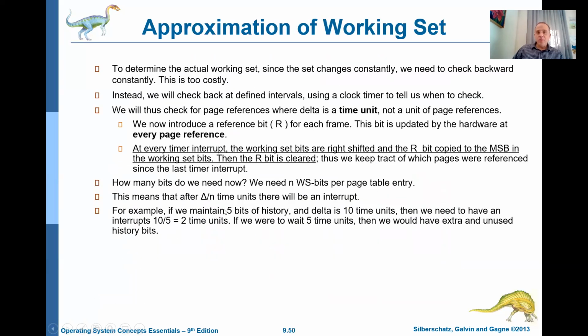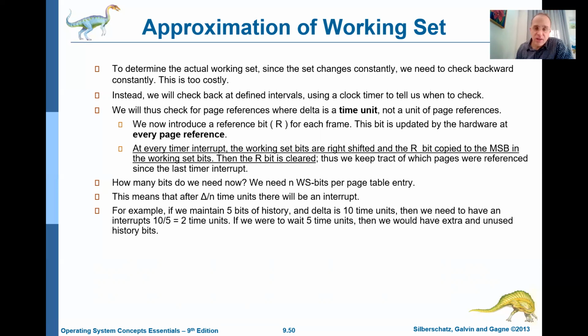For example, if we maintain 5 bits of history, like in the next slide, and delta is 10 time units, then we need to have interrupts every 10 divided by 5 time units. If we were to wait 5 time units, then every interrupt would represent 5 time units in the past, and we would possibly have 5 ones on a column.